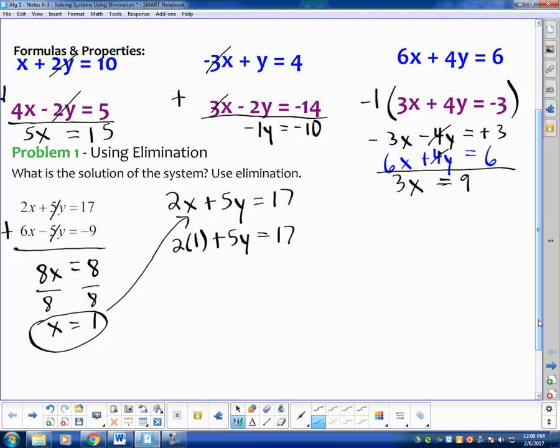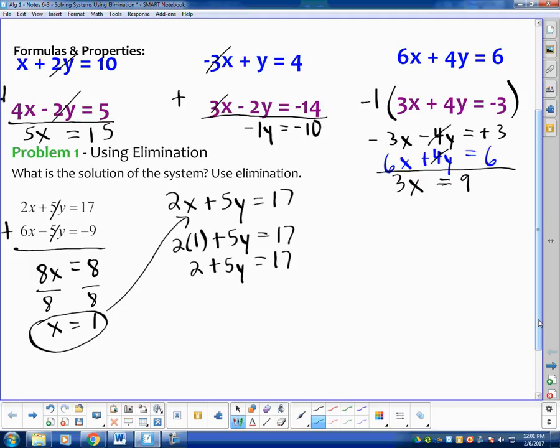The previous 3 ones, I was just showing you how we eliminate the variable. This one we're actually going to solve all the way to the end, okay? So this is 2 times 1 is 2.